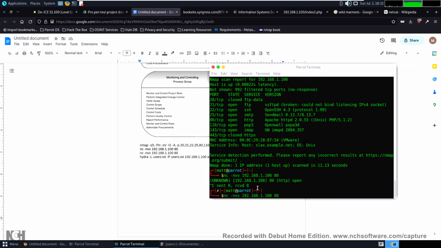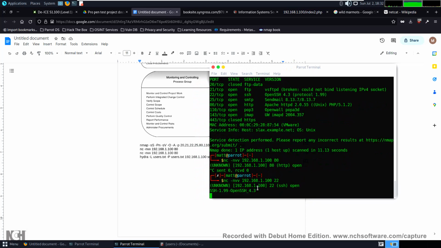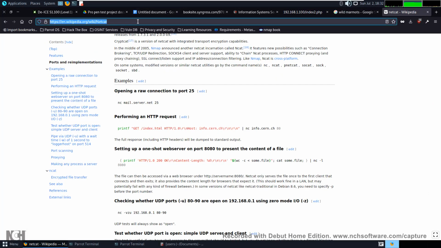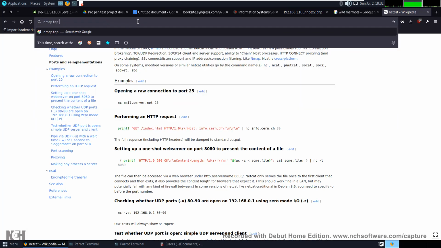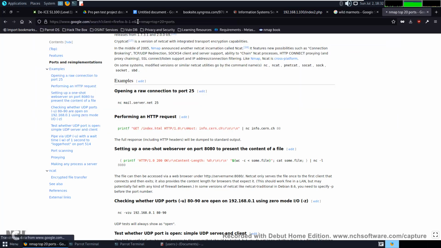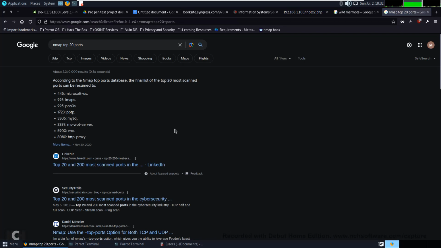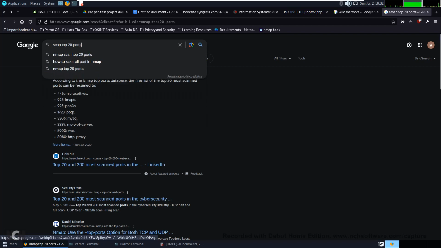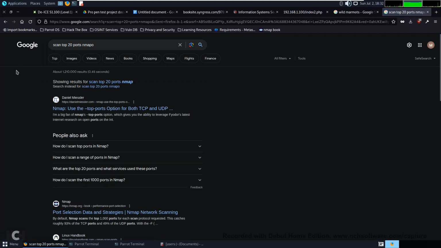Okay, let's do this. Port 22. It's just another way to enumerate and get more information on what a port may be doing. Let's look up this, this is a nice command. Nmap top 20 ports. Scan top 20 ports. Nmap. There is a command, the top ports option.